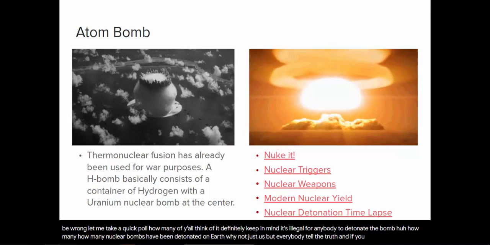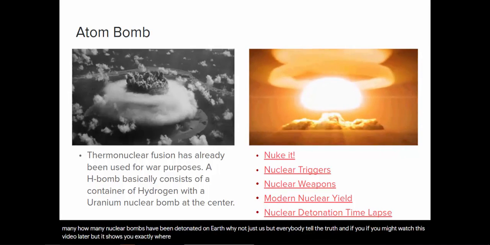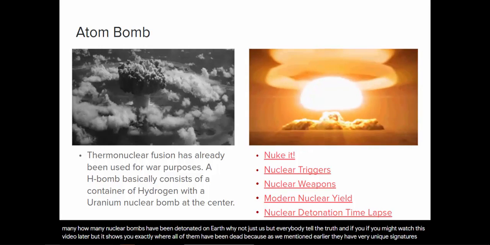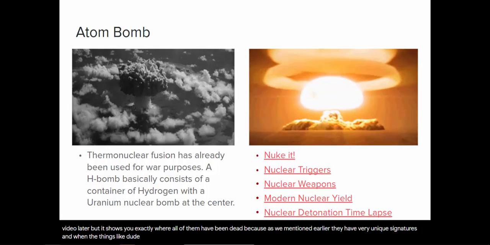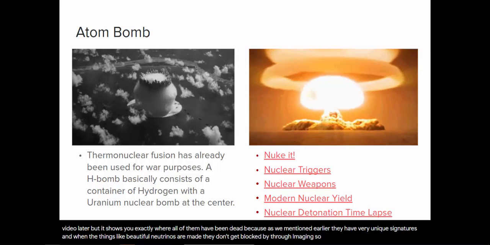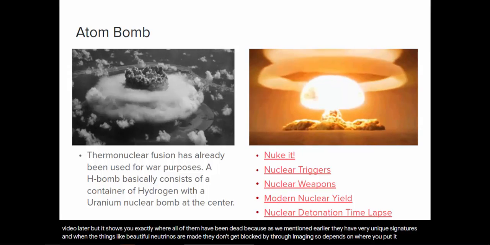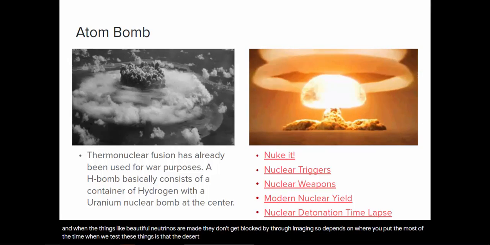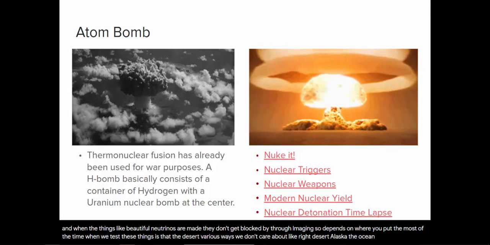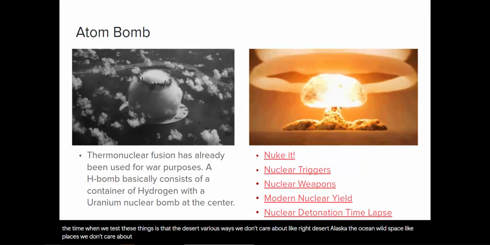We might watch this video later, but it shows you exactly where all of them have been detonated, because as we mentioned earlier, they have very unique signatures. And when things like neutrinos are made, they don't get blocked by pretty much anything. So, what kind of damage does a bomb do? It depends on where you put it. Most of the time when we test these things, it's out in the desert, or places we don't care about, like Alaska, the ocean, space. Wyoming. Canada.